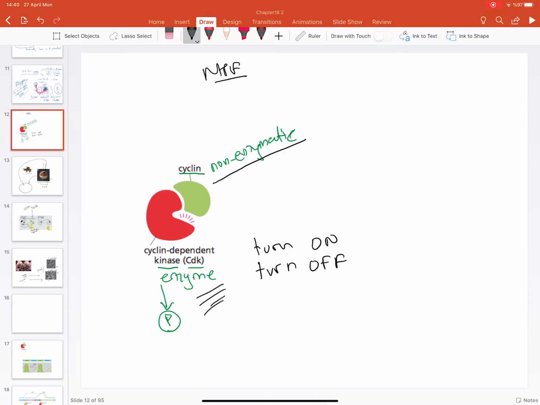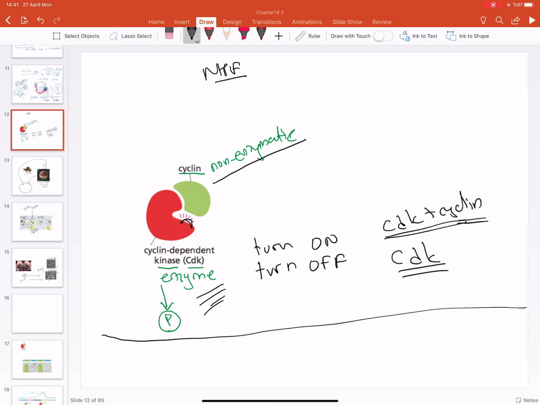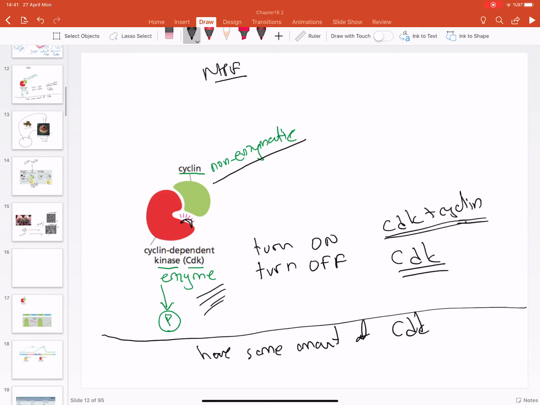So when CDK is alone, it's inactive. The kinase activity, this enzymatic activity, is not shown. When CDK binds its best friend, which is the cyclin, then it is active. So without the cyclin, it is totally off. But all along the cell cycle, in every phase of the cell cycle, you have the same amount of CDK. The CDK level doesn't change.